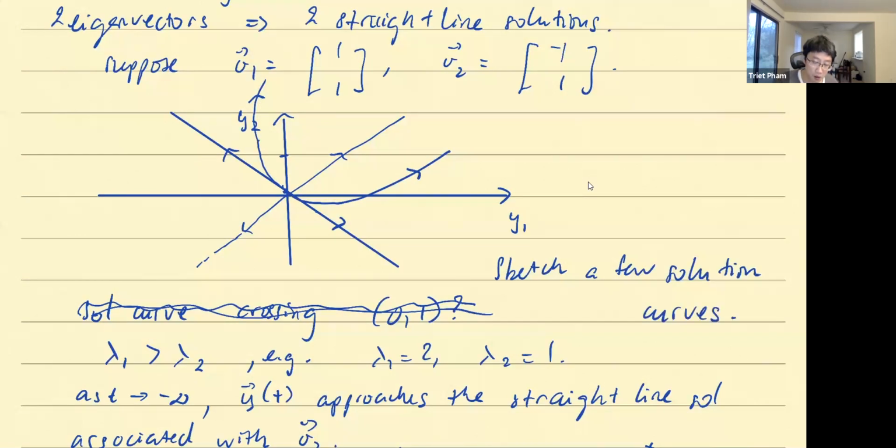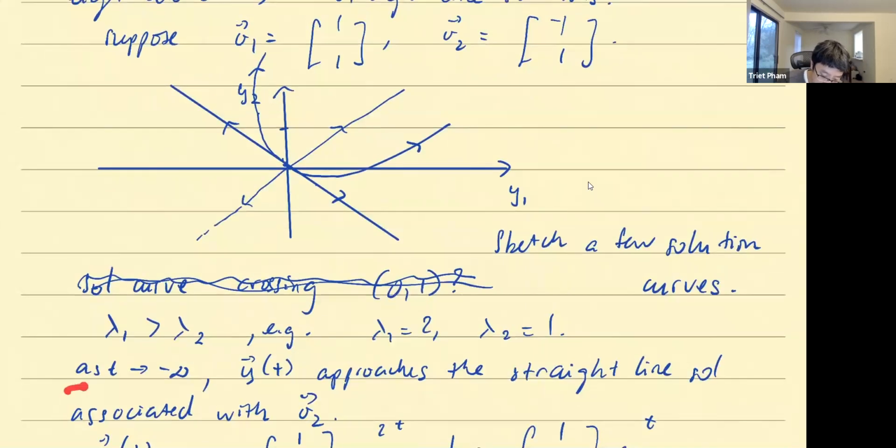Okay. So the point I want to make is, as t goes to minus infinity, the solution is close to V2. So when you reverse time, when time goes from minus infinity forward, it will start out from V2 and go outward, right? Like this.